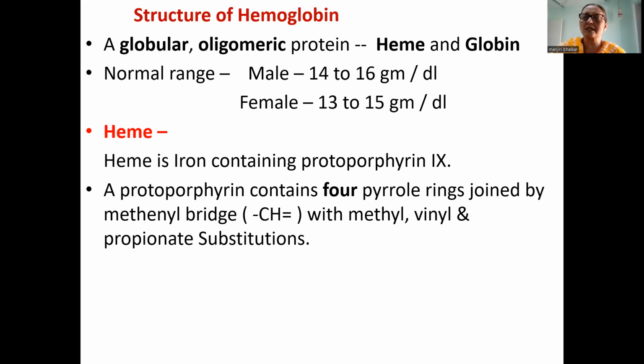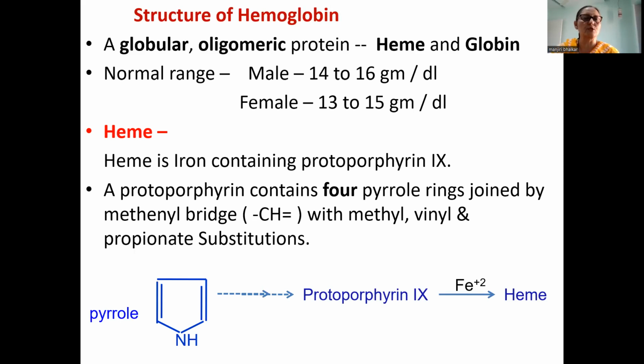Now, in addition to this structure, that is four pyrrole rings attached to each other with methynyl bridges, you also have some groups that are substituted on the pyrrole rings. These groups are methyl group, vinyl group, and propionyl group. That makes protoporphyrin 9. And this protoporphyrin 9 plus iron will make it a heme. Now, iron is always in a reduced state, that is the plus 2 state, and you get formation of a heme.